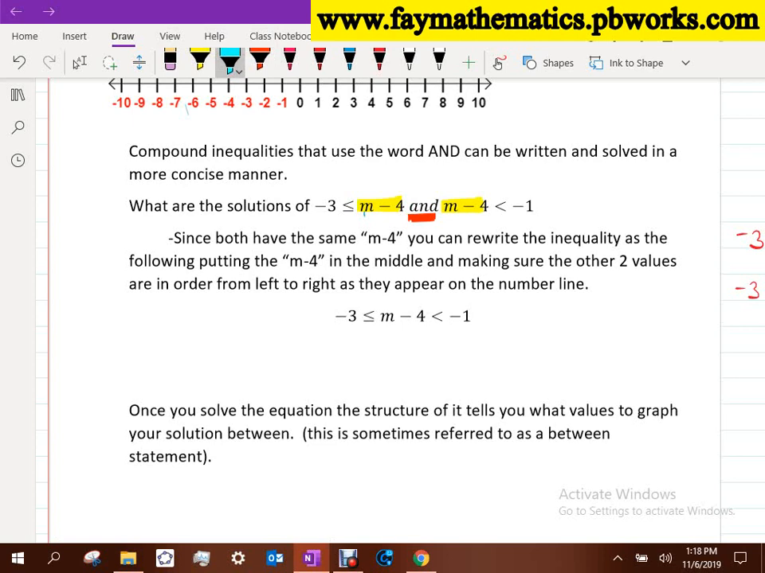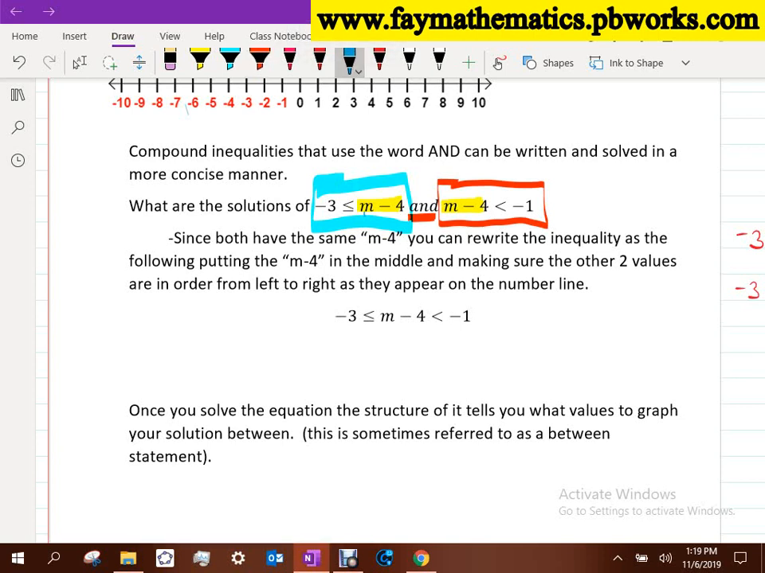So, since they both have that m minus 4, we can merge them together and we get -3 less than m minus 4 less than -1. And we ask ourselves, well, how do I solve that? If I were back up here, looking at just this one, what would you do to both sides to solve for m? Add 4. In both those separate inequalities, you would do the same algebra, right?